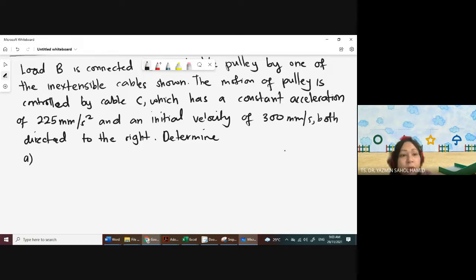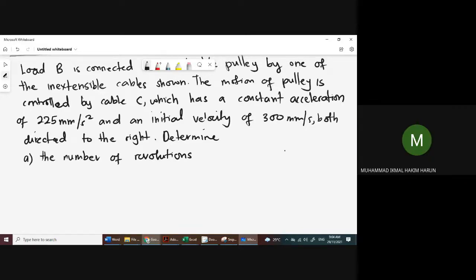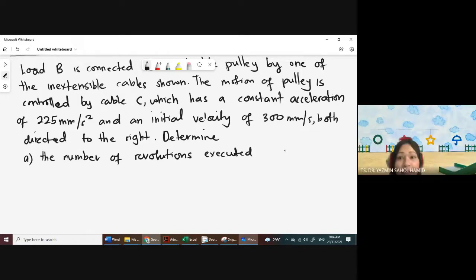Dan tak adalah you tengok soalan tu, nak mula pun tak tahu. Oh ni macam soalan yang roller coaster tu. Topik apa? Tahu ke topik apa? Normal and tangential. Okay, tak adalah you macam terlari daripada topik tu kan.